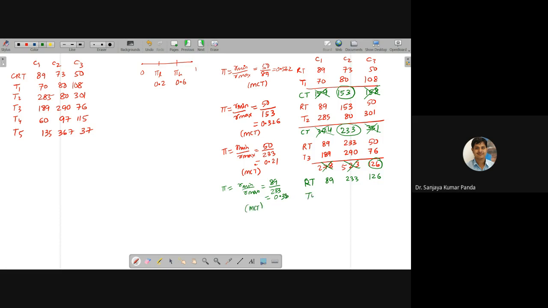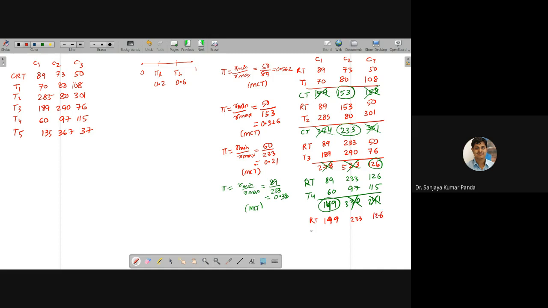So T4 I am taking. T4 is taking 60, 97, 115. So the values are 149 and so on. Okay, so the minimum one is 149. So you can calculate again. The updated ready time is 149, 233 and 126.